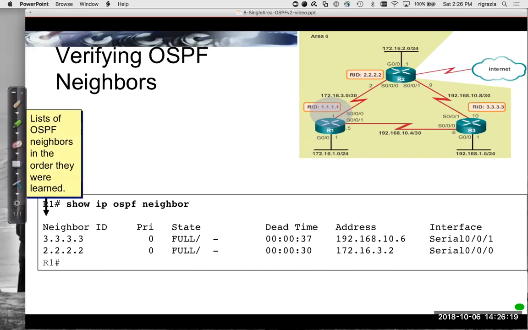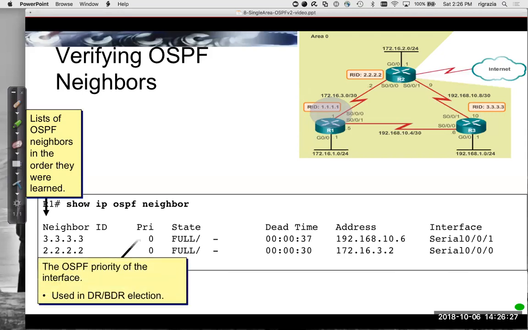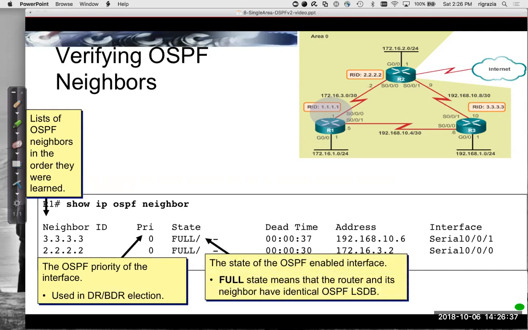You and your neighbor must both be sharing the same network address. So looking at this information here, we can see that this column gives us a list of OSPF neighbors, their router IDs, and this is the order they were learned. This is the OSPF interface priority for the DR/BDR election process. This here shows us that we are in full state. That means that our databases are identical, they are synchronized.